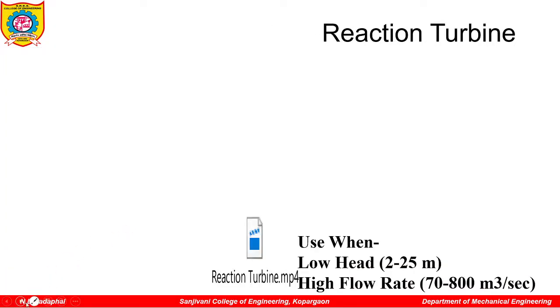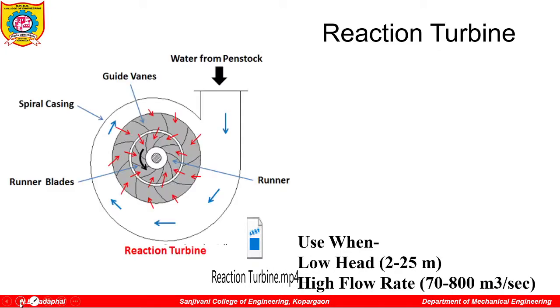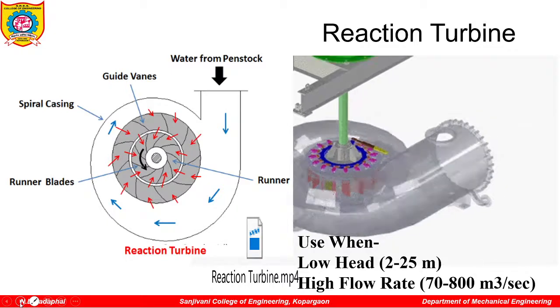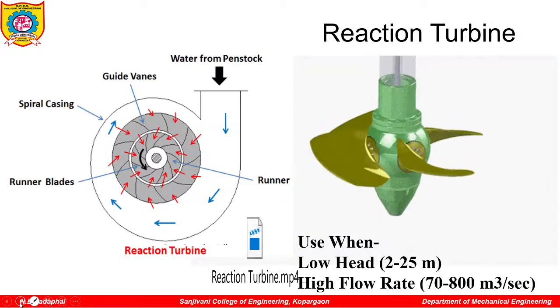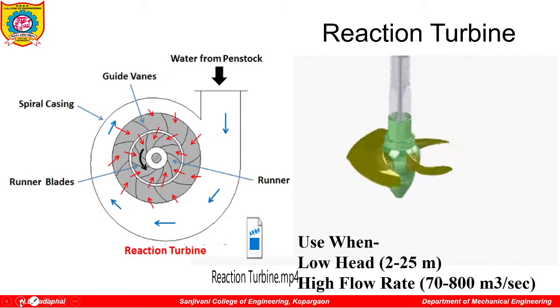Then second is reaction turbine. Generally this reaction turbine is used for low head, that is 2 to 25 meter, and higher flow rate, that is 70 to 800 meter cube per second if you want to take out the water. Now you can see this reaction turbine. Two reaction turbines are there.